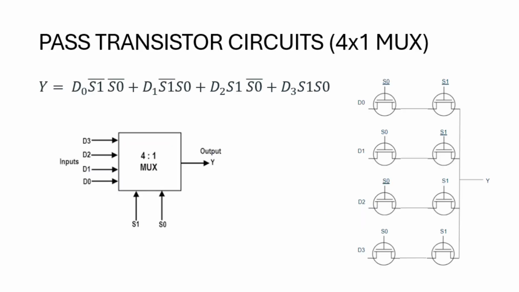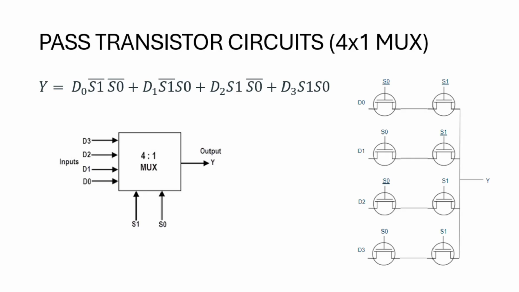Similarly, we can also design a 4 cross 1 multiplexer. As you know, in the 4 cross 1 multiplexer, we have a total of 2 selection lines, that is S0 and S1. And for 2 selection inputs, we have a total of 4 different input combinations. So here for each input combination, 2 transistors are connected in series, and D0, D1, D2 and D3 are connected to the input lines. Whenever both S0 and S1 are 0, the first two transistors will be in the on condition, and in that case the D0 line will get connected to the output node.